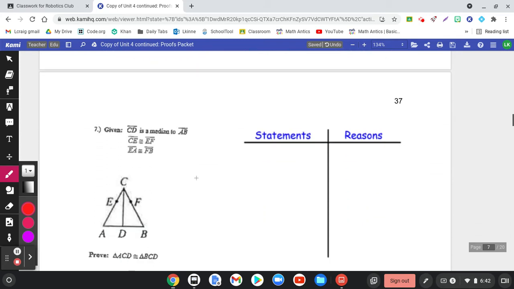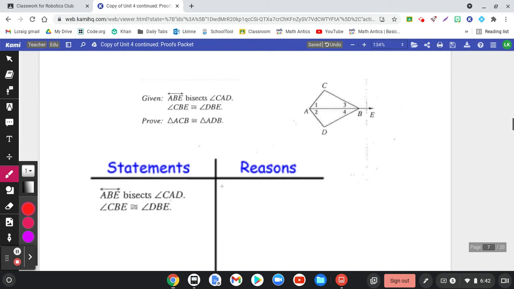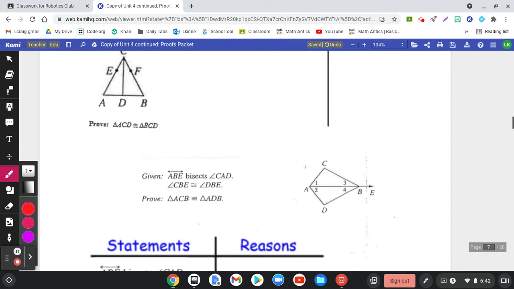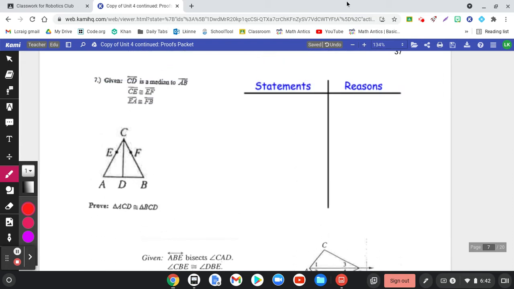All right, let's look at a couple other ones. We have the word median to address, and with this one, we got a couple things happening outside the triangle, so we'll look at that. All right, so again, you could pause the video if you want, or write it along with me. So we have our givens. CD is a median to AB.